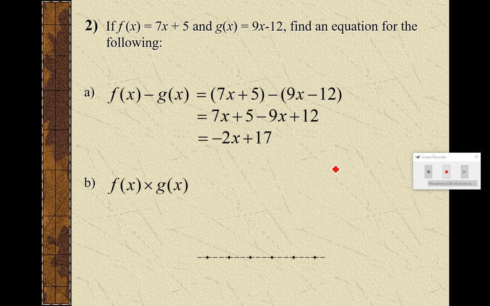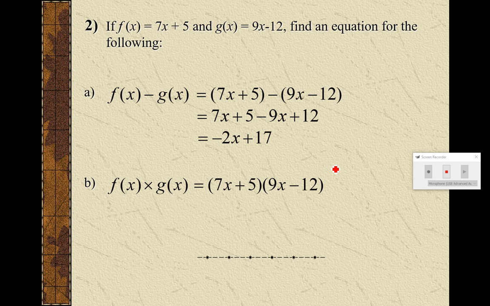F times g. Different game, not tough algebra, but if the algebra is easy for you, start thinking about my interpretation of this. What's a line times a line? What kind of thing am I going to get out of there? And the algebra helps here. Now I've got f, the function 7x plus 5, times g, the function 9x minus 12, and then I need my FOIL move here to multiply this out to see what I got. And what do I have? A mess is what I got.